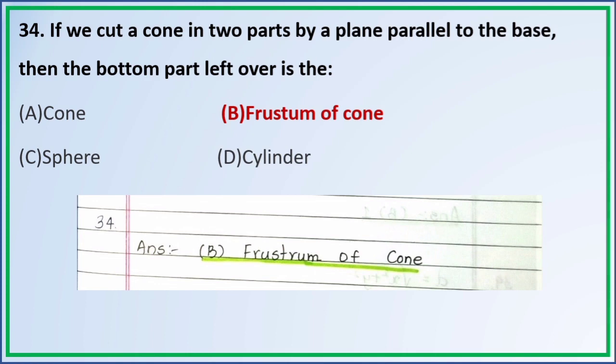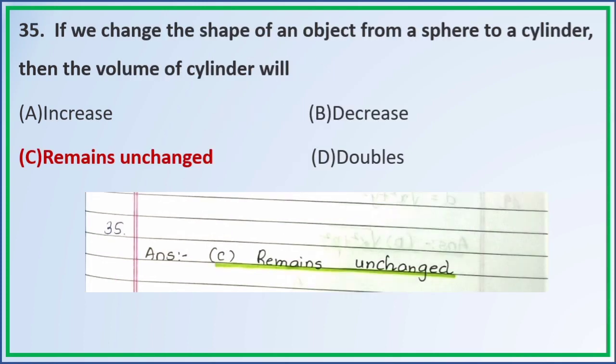If we cut a cone into two parts by a plane parallel to the base, then the bottom portion left over, that portion which is in the form of a bucket, is called the frustum of a cone. Therefore, the correct answer is option B, frustum of cone. If a cone is divided into two parts by a plane parallel to the base, the bottom part is called frustum of cone. Question number 35.